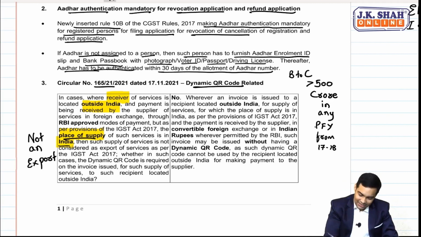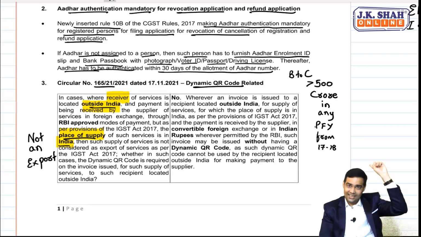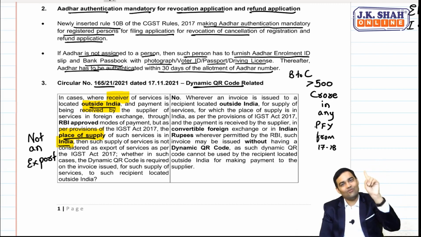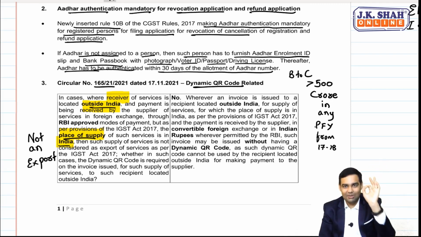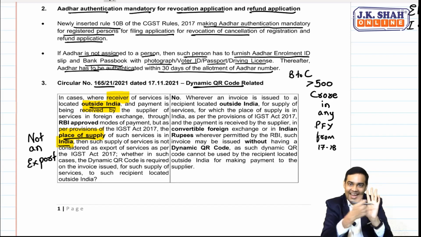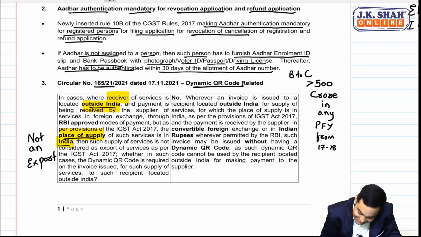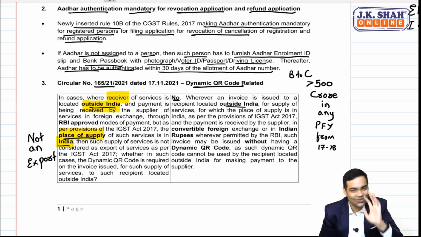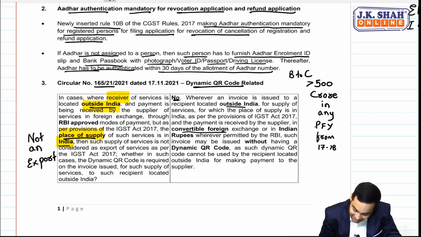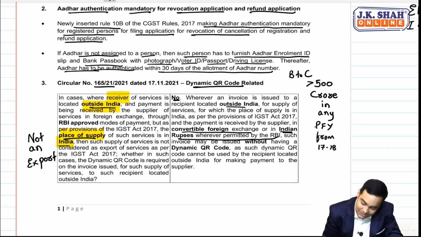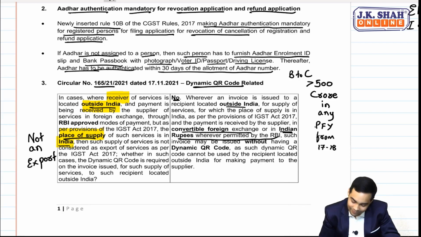Do you expect the person outside India who is paying foreign exchange through RBI permitted routes, through banking channel, will he scan and pay? No, sir. Government has said not required. Whenever the invoice is issued for outside India transaction, whether you receive convertible foreign exchange or Indian rupees where permitted by RBI, dynamic QR code is not required.